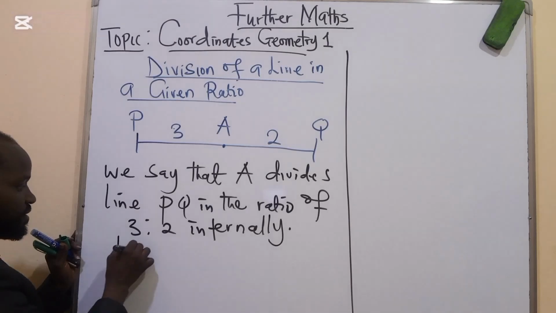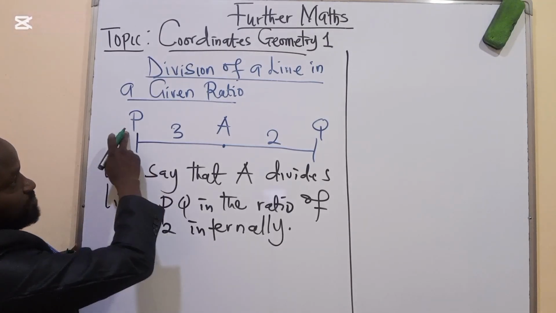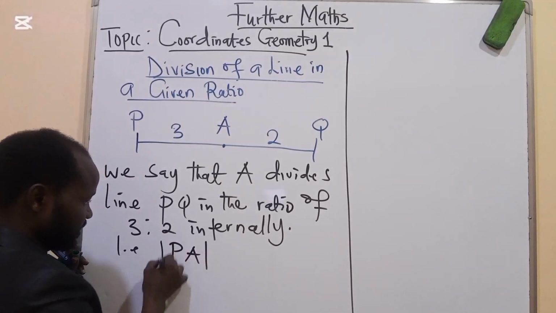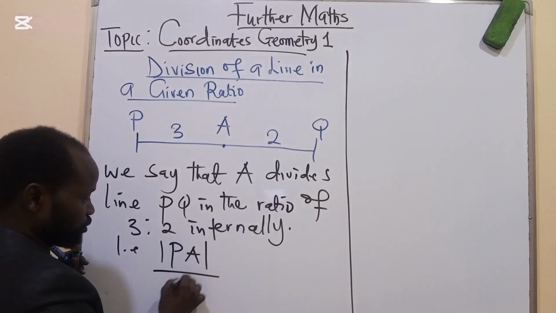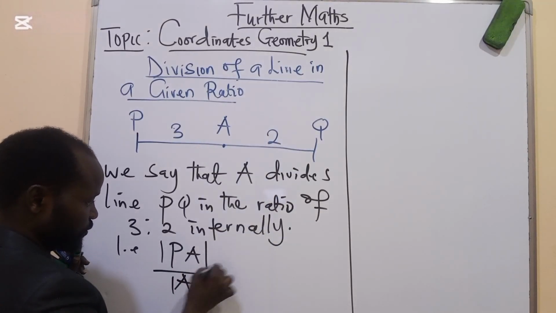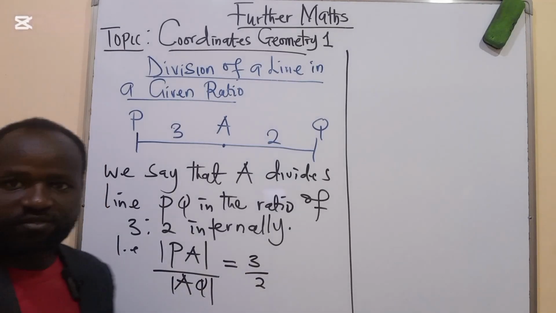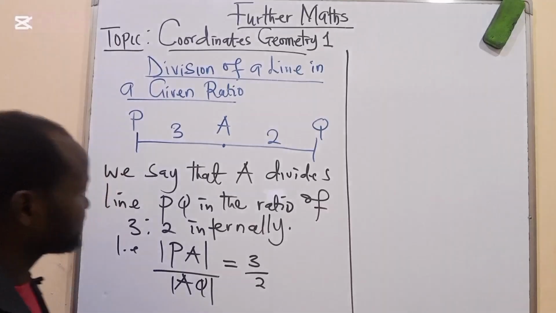That is, it means length PA, length P to A, divided by length A to Q, is nothing but 3 divided by 2. This is for internal division.